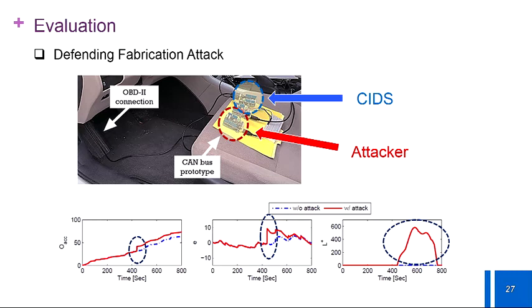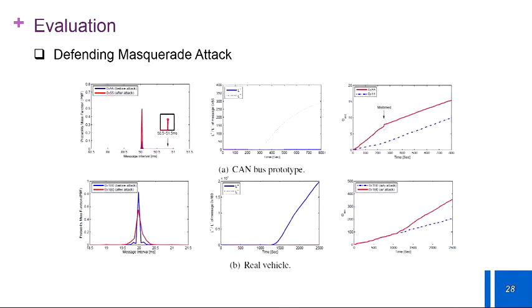so we were able to detect that attack. And more importantly, we evaluated how our system would react to the masquerade attack. This masquerade attack is an interesting attack because even though it's mounting the attack, the distribution of message intervals doesn't really change. That means existing IDSs that just look at message periodicity would not be able to capture this attack.